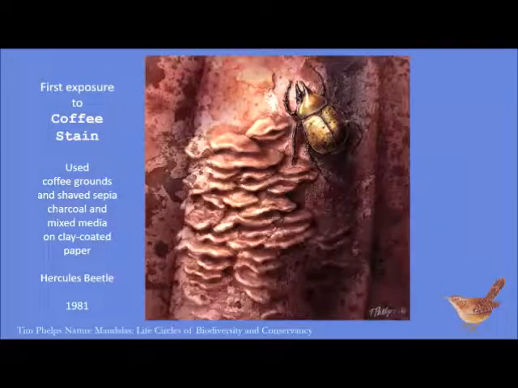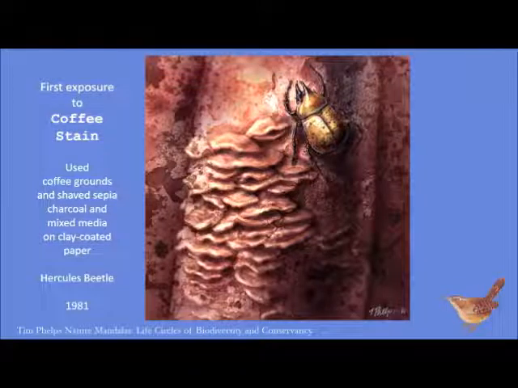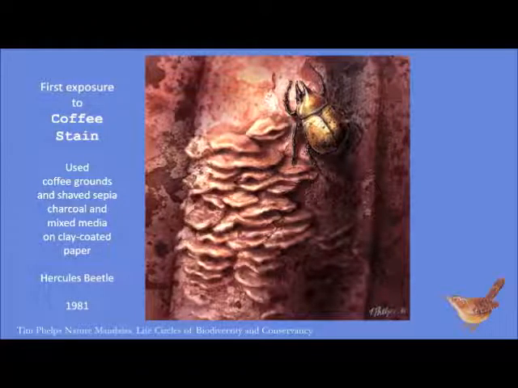This was a technique that Jerry taught, which was called coffee stain. And you take used coffee grounds and dribble them across a clay-coated paper and let that dry. And then you just brush it off and it leaves this pockmarked pattern. And then you shave down sepia charcoal chalk and paint that on, and then use other mixed media in order to create your illustration. So this is kind of a tree trunk with some lichen and a Hercules beetle.